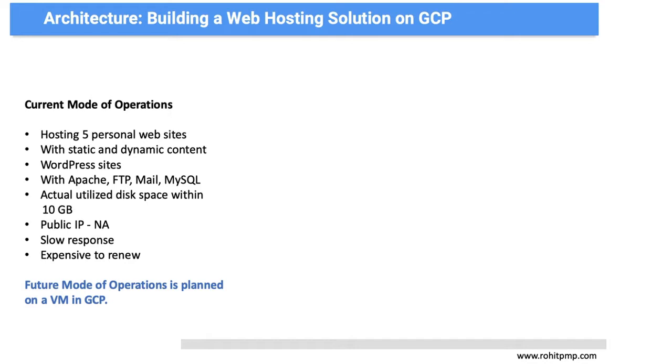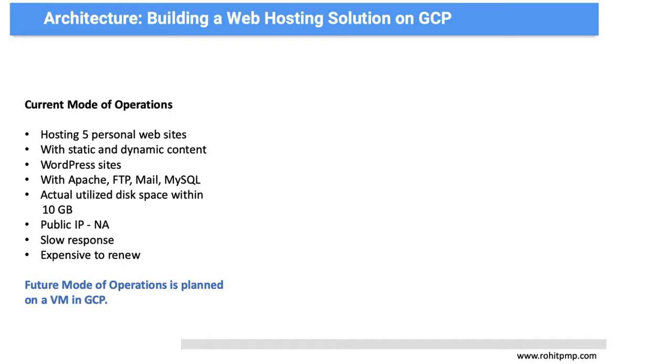It not only has static but also dynamic content. I was also hosting a couple of WordPress sites on that server, a virtual private server per se. It had Apache, FTP, Mail, MySQL servers, and the actually utilized space was within 10 GB.